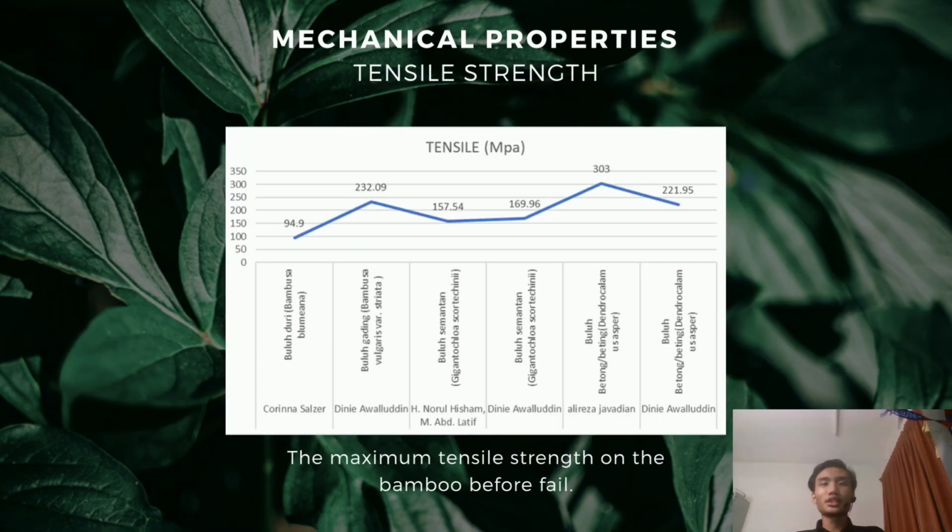So for the next part is the tensile strength, and the tensile strength of the Dendrocalamus asper from Ali Reza Javadian is the highest value among all, which is 303 megapascal, and the lowest value of tensile strength is 94.9 megapascal, which is from Bambusa Blumena from research paper Corina Salzer.